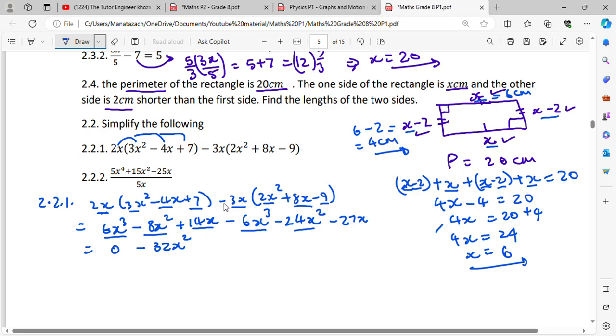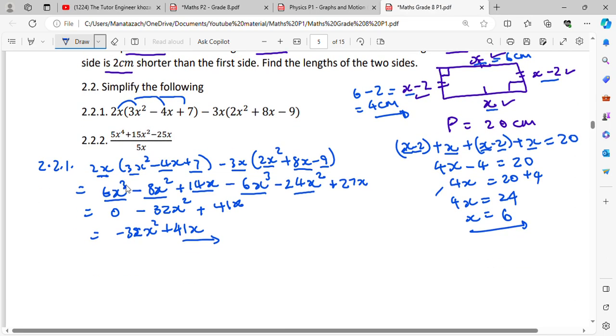Okay, here let's fix something. Minus 3x times minus 9 is actually plus 27x. Since you're multiplying a minus and a minus, you get a positive. So here you'll have 14 plus 27, which will be 41x. So your answer, you leave it as minus 32x squared plus 41x.